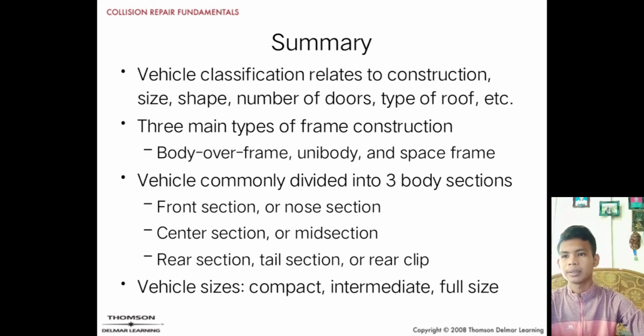Summary: vehicle classification is related to construction, size, shape, number of doors, and type of roof. Three main types of frame construction: body over frame, unibody, and space frame. Vehicles are commonly divided into three body sections: front section or nose section, center section or mid section, and rear section, tail section or rear clip. Vehicle sizes: compact, intermediate, full size.